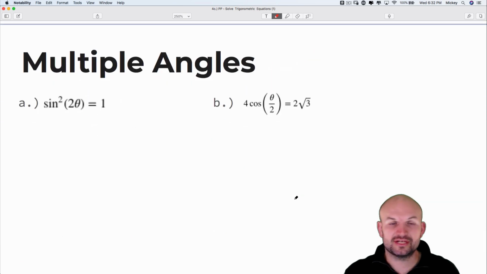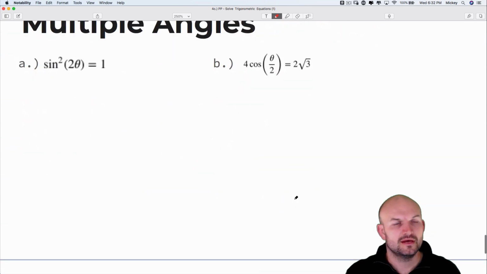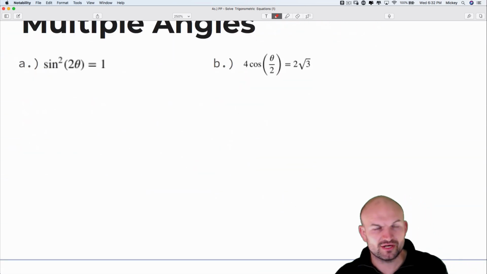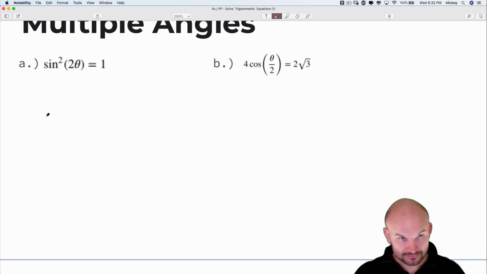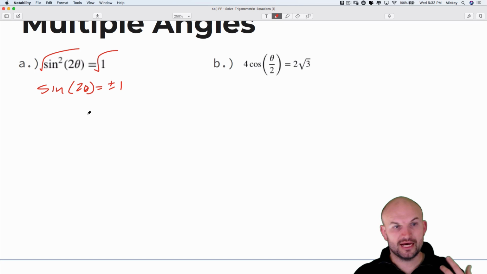All right, so now I'm just going to work through 4 examples, and then we'll be all set. All right, so first example, we have sine squared of 2 theta equals 1. So in this case, all I'm simply going to do is solve for sine. So I'm just going to take the square root of both sides. So I have sine of 2 theta equals plus or minus 1. And now we're just trying to identify, when is sine equal to plus or minus 1.